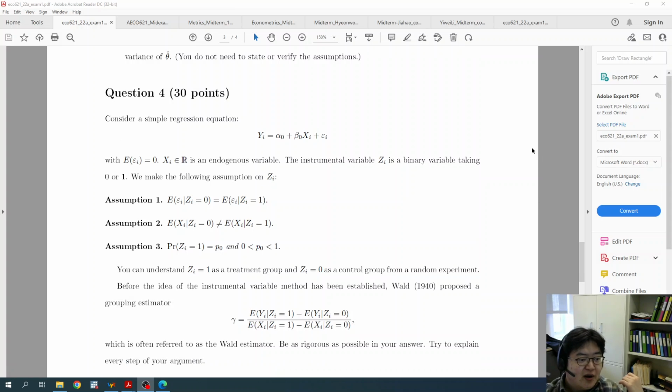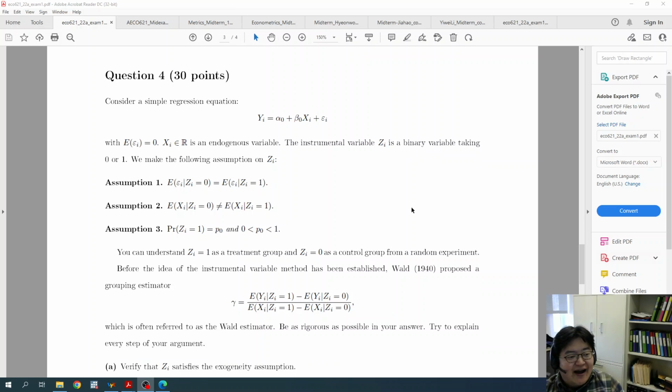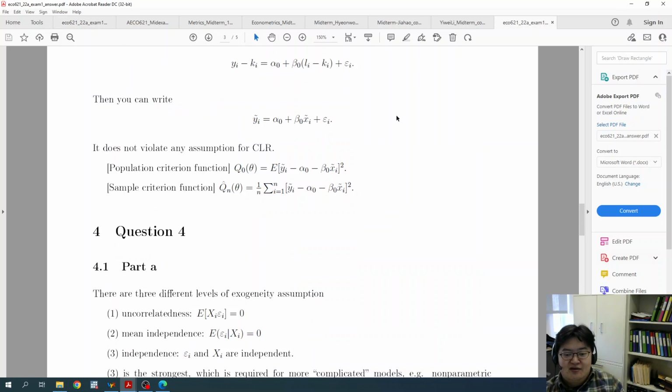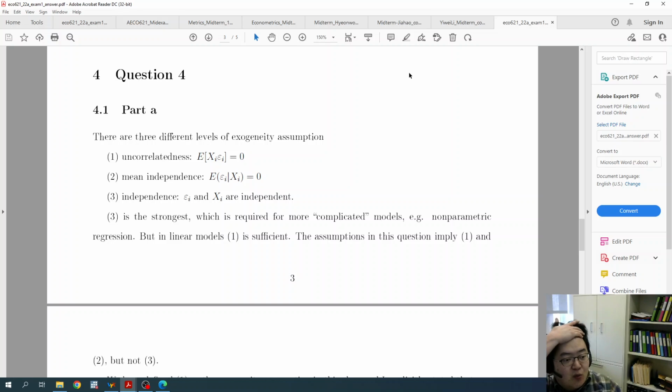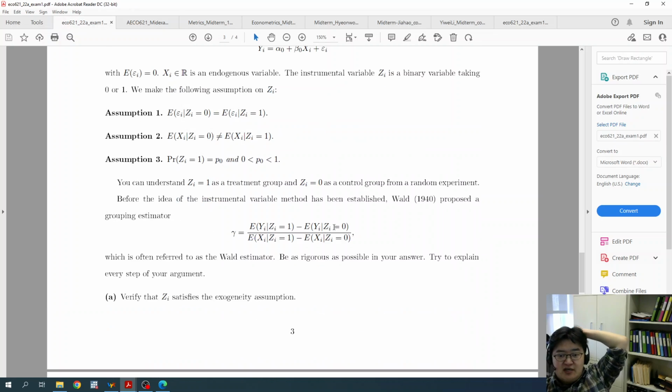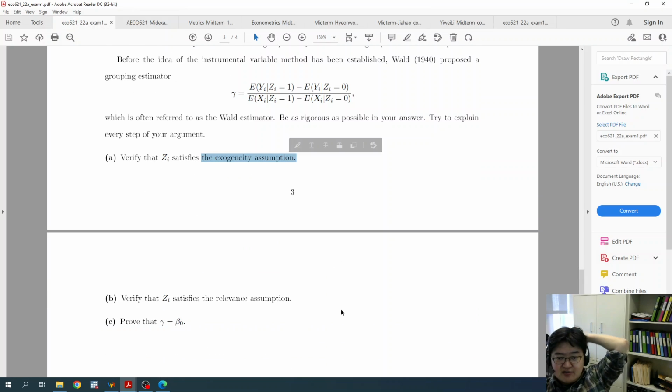Okay, now we are on the last question of the midterm exam, and I thought this was a super simple question, but I see a lot of math in your answers. So let me show you what's going on. The first question is to check the exogeneity assumption, and the second question is to check the relevance assumption.